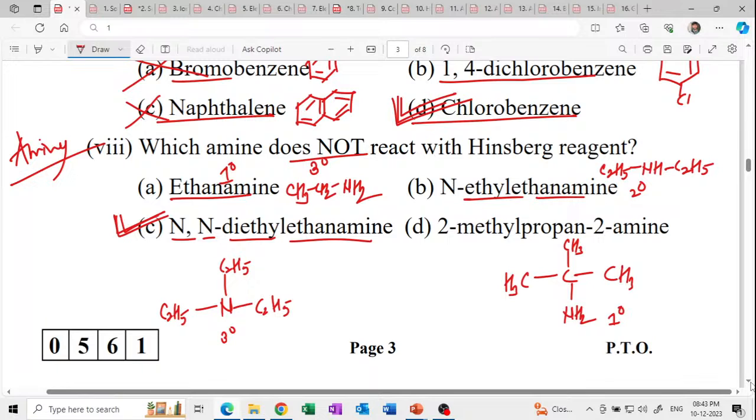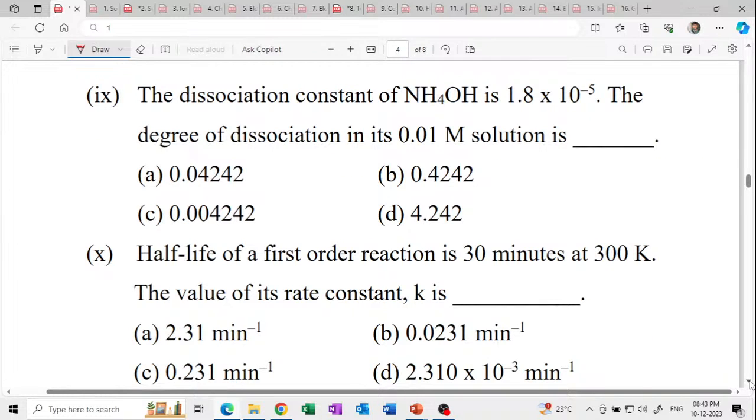Next question, question number 9. The dissociation constant of ammonium hydroxide is 1.8 into 10 raised to minus 5. The degree of dissociation in its 0.01 molar solution is. This is a question from ionic equilibrium. What is the dissociation constant? The dissociation constant is given.